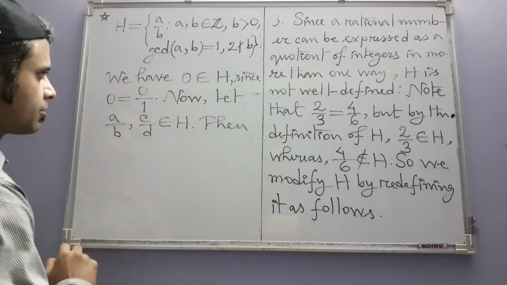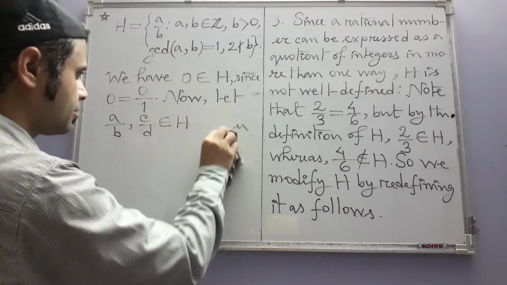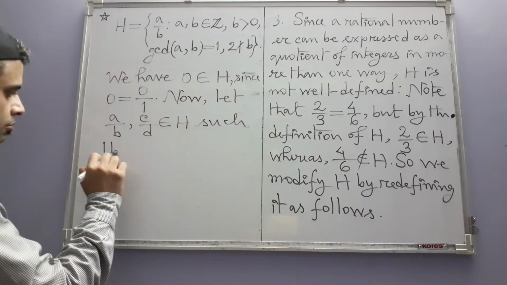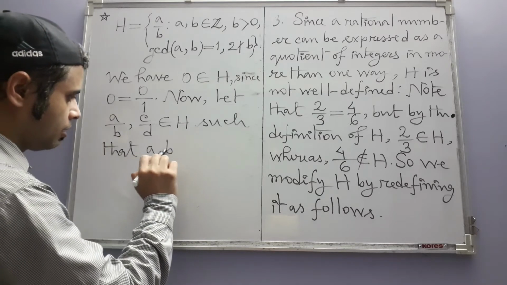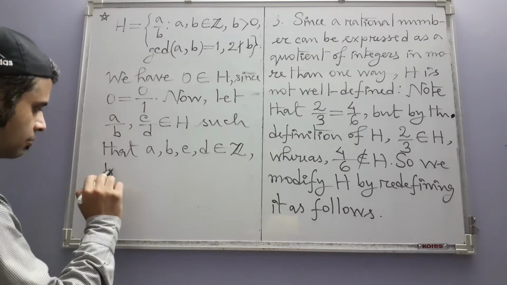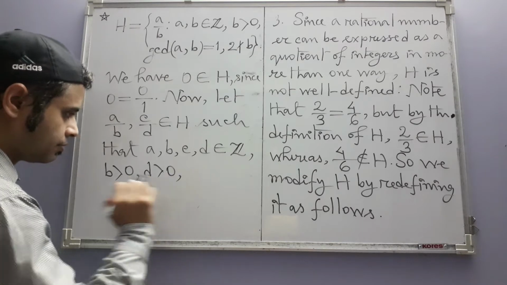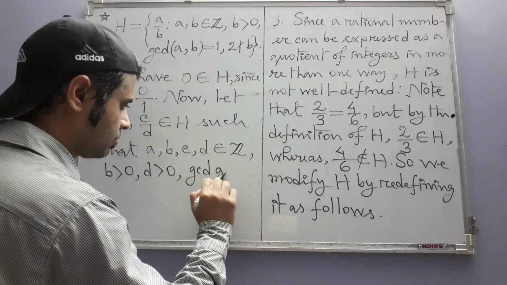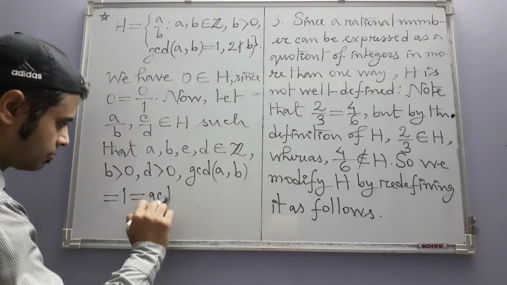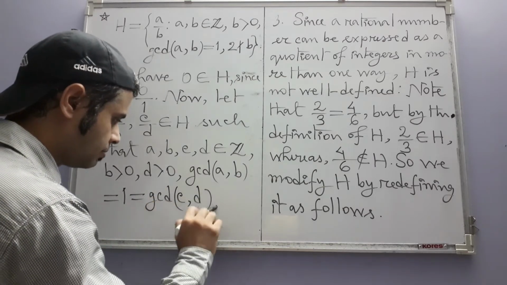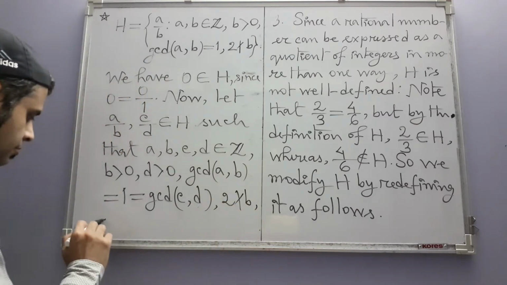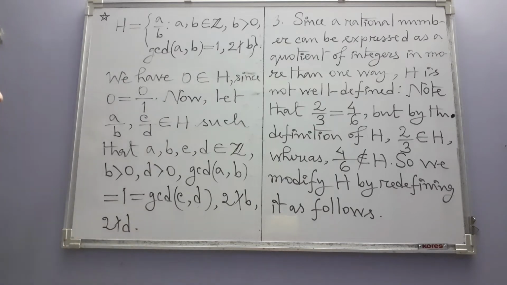So instead, let us write like this. Now let this belong to H such that A, B, C, D are integers, B and D are positive, GCD of A and B is 1, which is also equal to the GCD of C and D, and 2 does not divide B, and also 2 does not divide D.